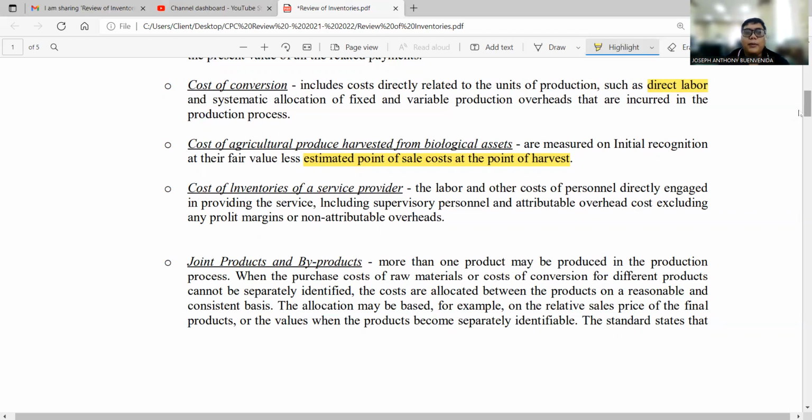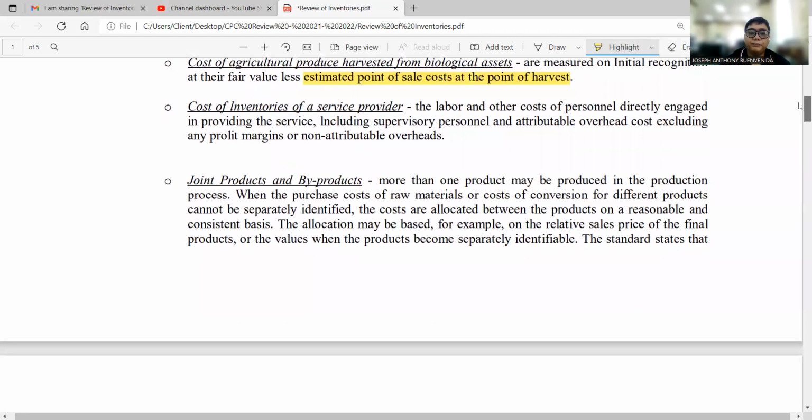So more than one product may be produced in the production process. So the purchase cost of raw materials or cost of conversion for different products cannot be separately identified. The costs are allocated between the products on a reasonable and consistent basis. Okay? So the allocation will be based, for example, on the relative sales price of the final products or the values when the products become separately identifiable.